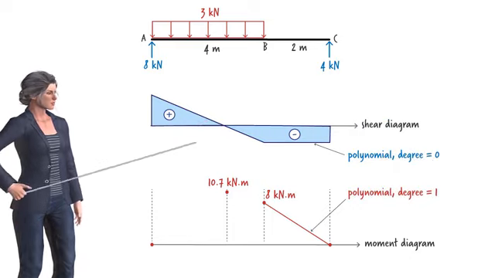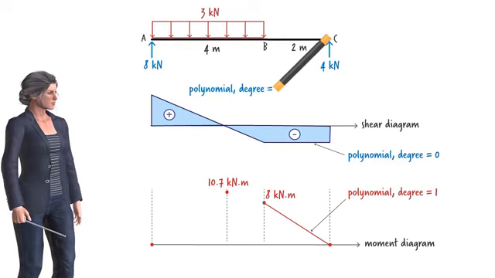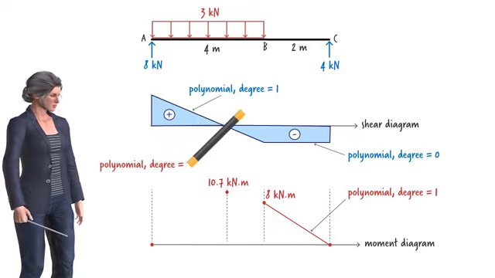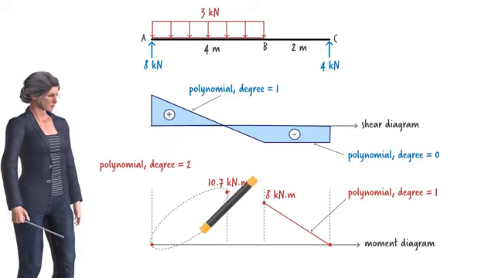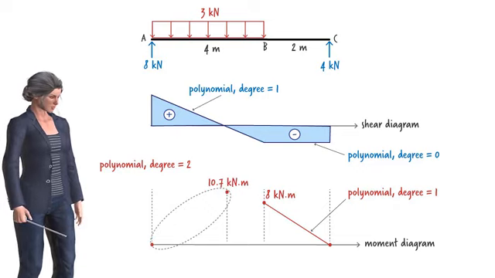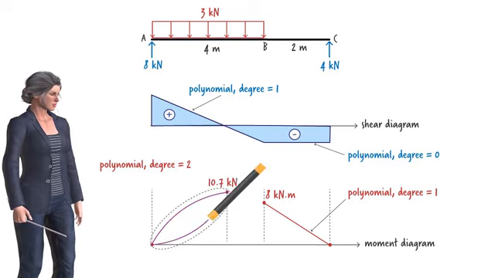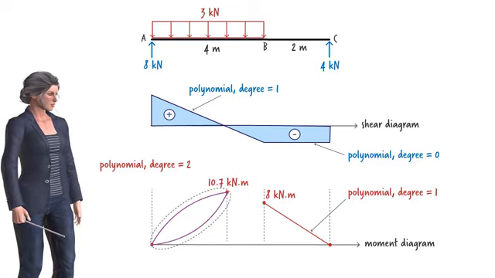Here, the shear polynomial has a degree of 1. Therefore, the corresponding moment polynomial should have a degree of 2, which means we need to draw a curve, a quadratic equation in segment AB. This can be done in 2 ways. We can either draw a curve having a decreasing slope, like this, or we can draw one with an increasing slope, like this. To determine the correct shape, we need to examine the shear diagram right above it.